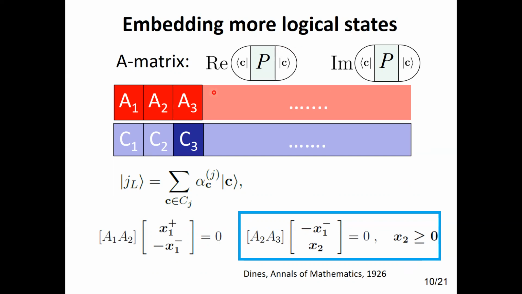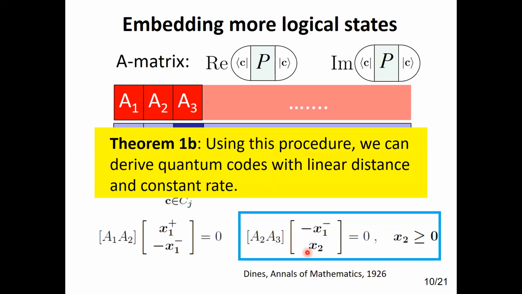So for the finding of the additional logical codewords, we just need to check the feasibility of a sequence of linear programs. And this can be done using any algorithm for checking feasibility of linear programs. Of course, we can use this very nice paper by Dines in the Annals of Mathematics in 1926 that constructs the non-negative solution, if it exists, analytically. And using this procedure, we can derive quantum codes with linear distance and constant rate using a random construction.